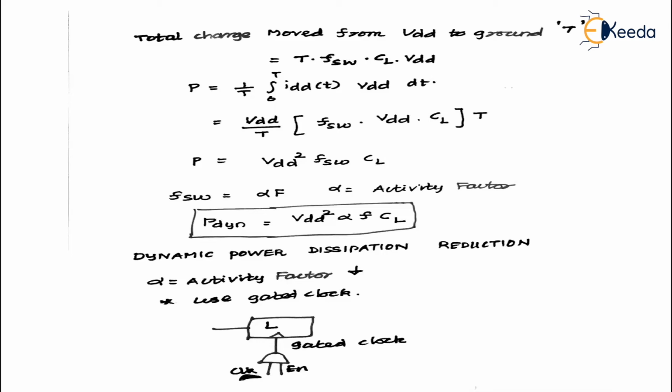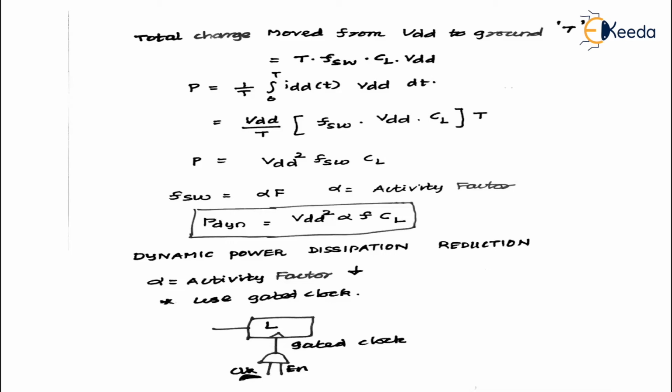So the dynamic power can be given as alpha into VDD square into the frequency f into CL. You know this equation, which you would have definitely studied previously. So now how can I reduce the dynamic power? We know the expression is VDD square alpha f into CL. So I can reduce alpha, or I can reduce the capacitance, or I can reduce the frequency, or I can reduce the supply voltage.